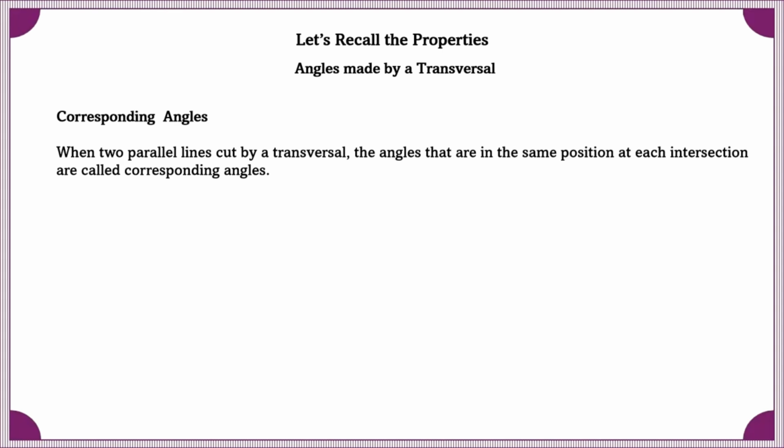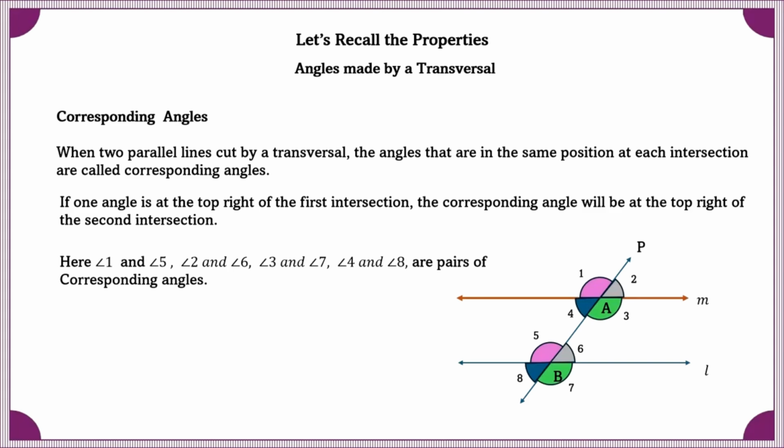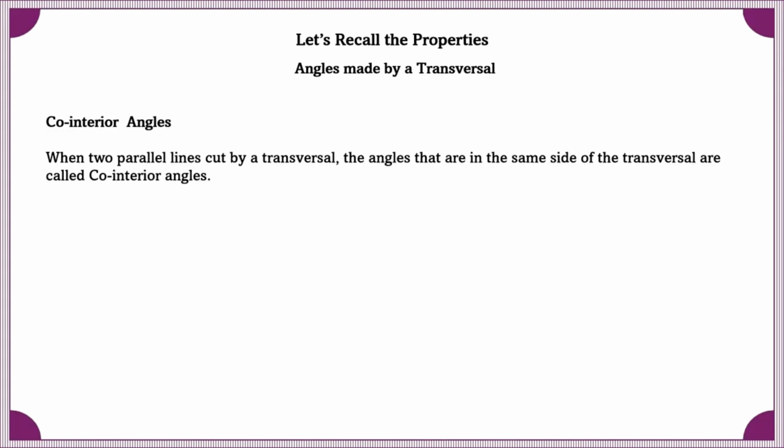Corresponding angles: when two parallel lines are cut by a transversal, the angles that are in the same position at each intersection are called corresponding angles. If one angle is at the top right of the first intersection, the corresponding angle will be at the top right of the second intersection. Here, angle 1 and angle 5, angle 2 and angle 6, angle 3 and angle 7, angle 4 and angle 8 are pairs of corresponding angles.